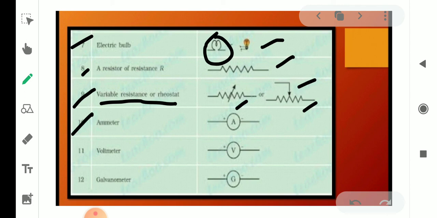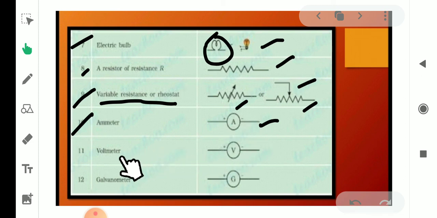The next, 10th component, is the ammeter. What is an ammeter? An ammeter is a device used to measure electric current, and it is connected in series with a resistor. You remember that, right? The ammeter has a positive terminal and a negative terminal, and it is denoted by the capital A. You can see the symbol of the ammeter here, where the positive terminal and negative terminal are denoted.